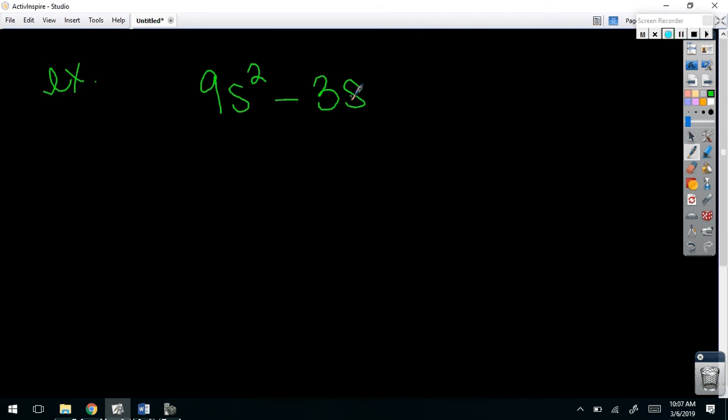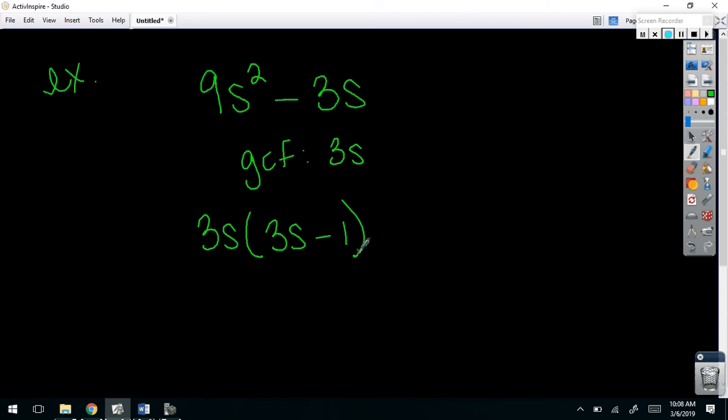What is the GCF here? 3s. Yep. All right. GCF goes on the outside, right? What's left inside? 3s minus 1. You were right the first time. Remember, what we're doing is dividing. So if you divide anything by itself, what's left? 1. That's all we have to do.